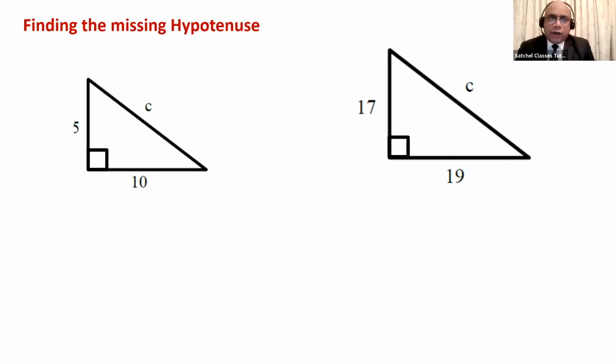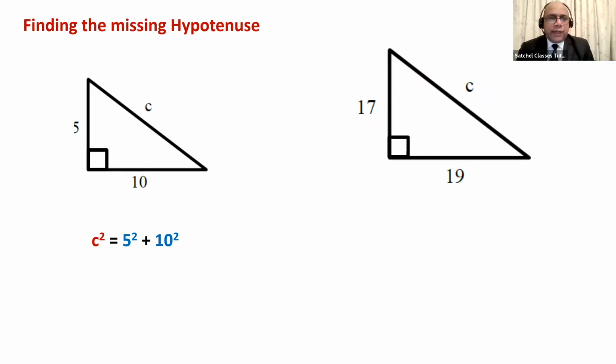Now, let's understand how we use the Pythagoras formula to find the missing side of a right angle triangle. If you remember, the Pythagoras formula states if you square the lengths of the two sides which make up the right angle and add them, you will get the square of the hypotenuse. So in this triangle, the two sides which make the right angle are 5 and 10. So all you need to do is square each of those values, which is 5 squared and 10 squared, and add them up. So 5 squared plus 10 squared should give you the square of the hypotenuse, which is c squared.